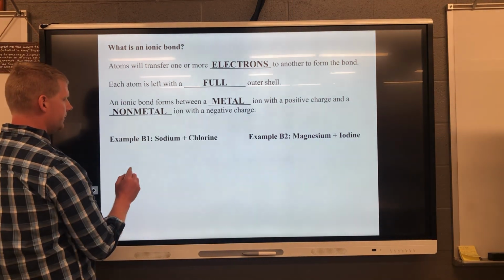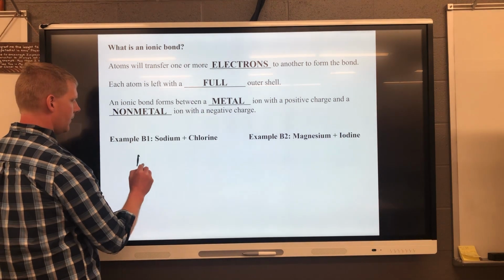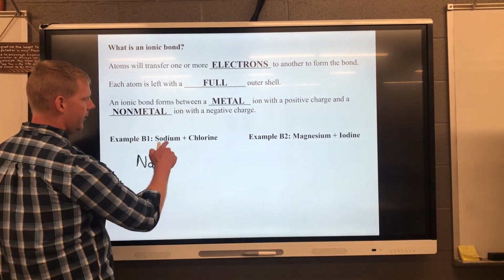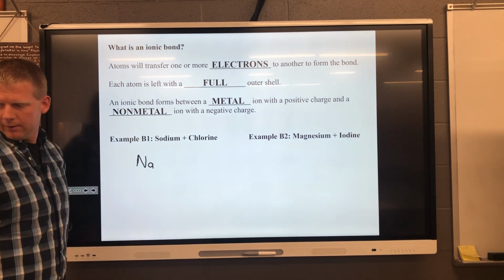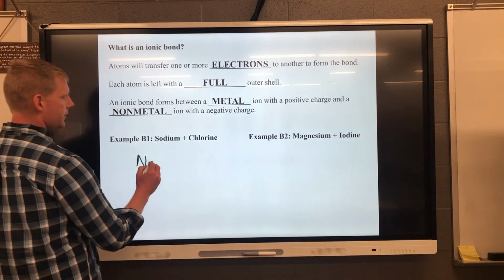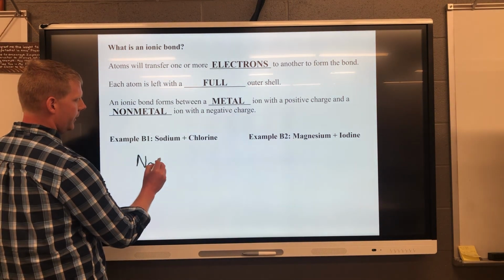So if we have sodium, I'm going to start. First step is to draw the electron dot diagram. Sodium, again, look on the periodic table. Its atomic number is 11, so it's found in group 1, so it's going to have 1 valence electron.